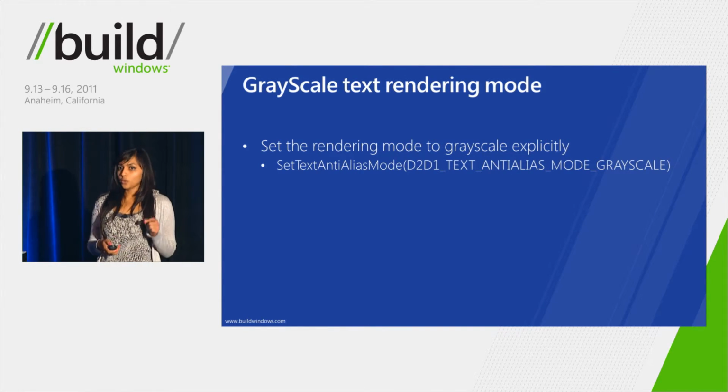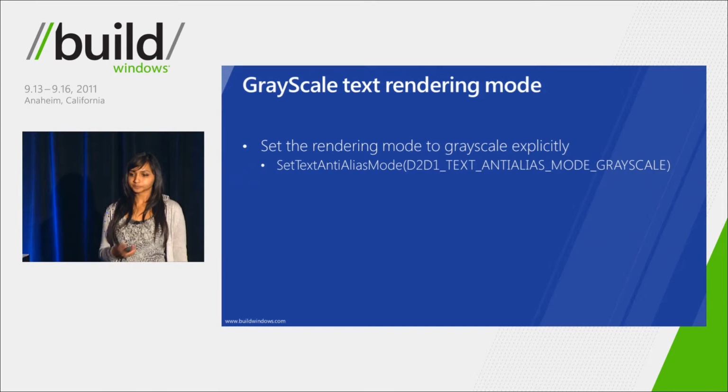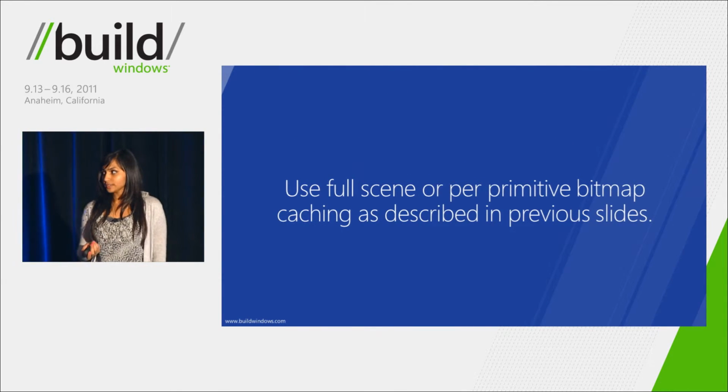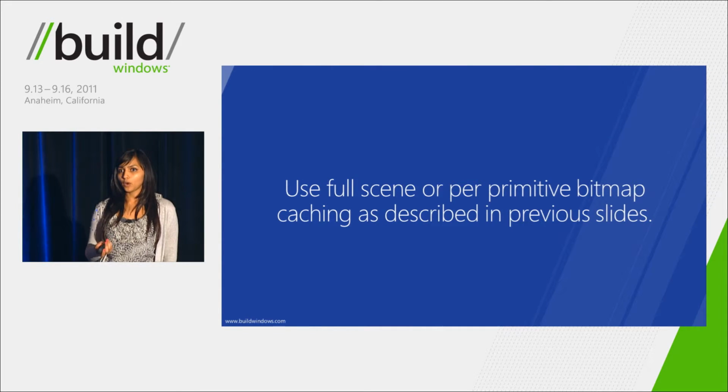So in that scenario, you want to explicitly set the text anti-alias mode to grayscale, and that might make things a little bit faster. And then finally, you can choose one of the caching techniques that I already spoke about, depending upon whether you have mixed content or just text.